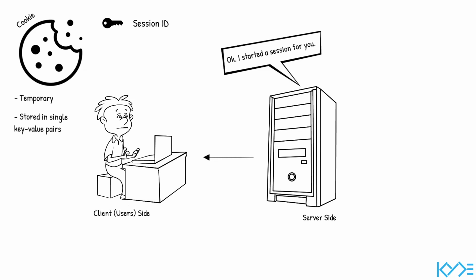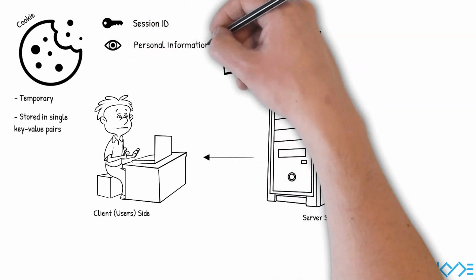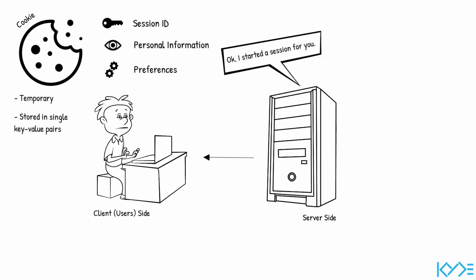Other information that cookies can hold is also personal information, our first names, last names, or emails, so that sometimes websites can autofill information in for us or personally greet us when we come back to the page. Another is preferences. How did we want to customize our website? What content do we want to see? That can also be saved in a cookie.